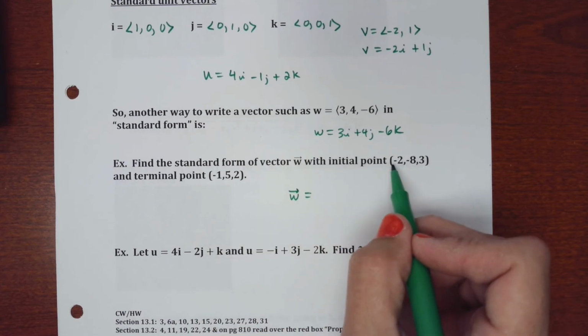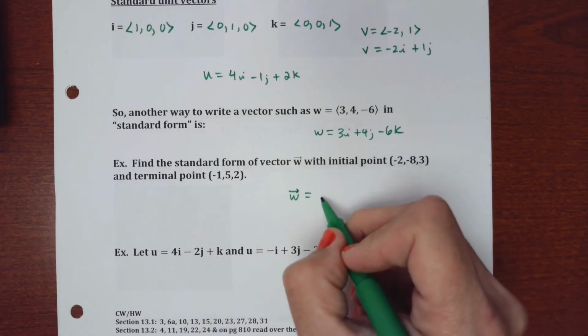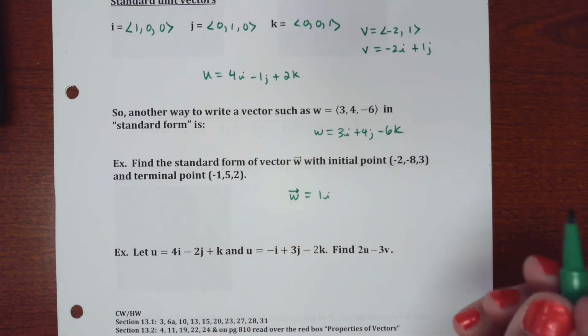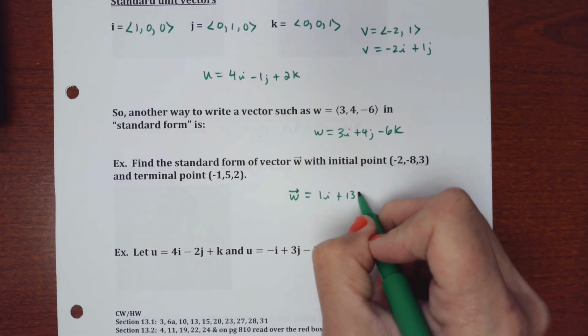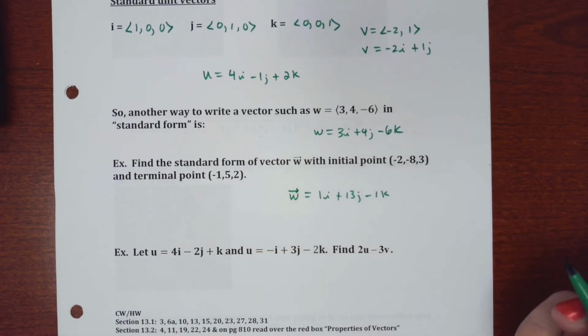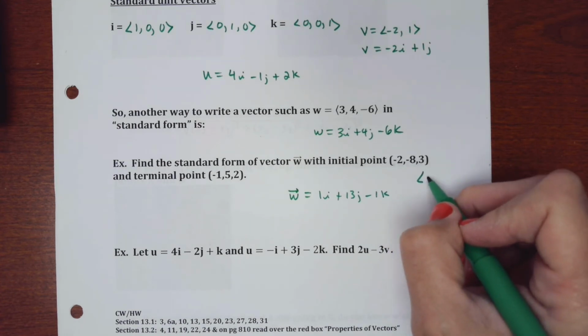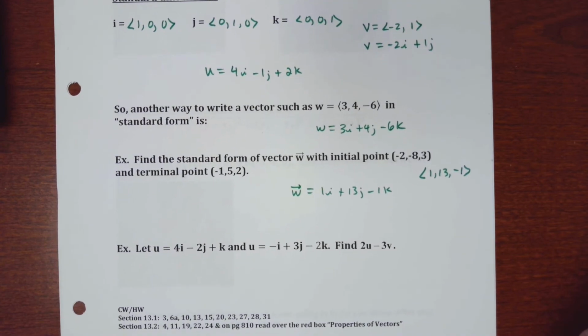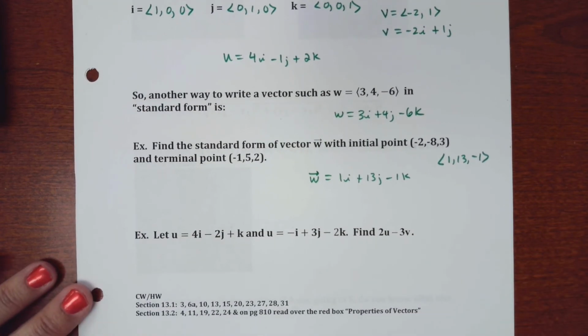So I do -1 minus -2. So that would be 1, so 1i. 5 minus -8, so that's 13, so plus 13j, and then 2 minus 3, so -1k. And again, those ones don't have to be there. So sometimes it's easier to put it in component form first, and then put it in that form right there. All right, so this lets you also basically combine like terms.